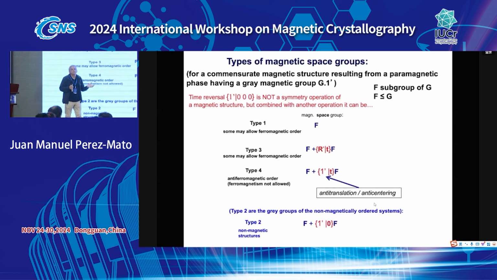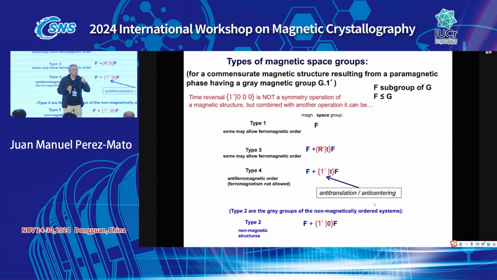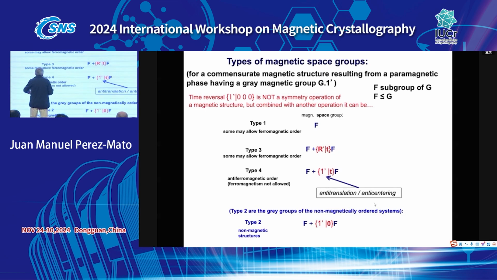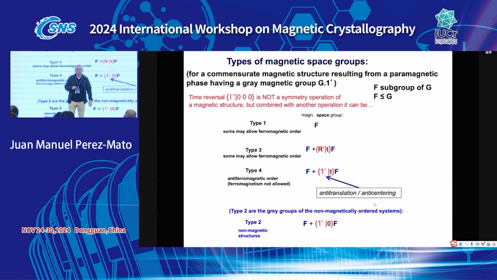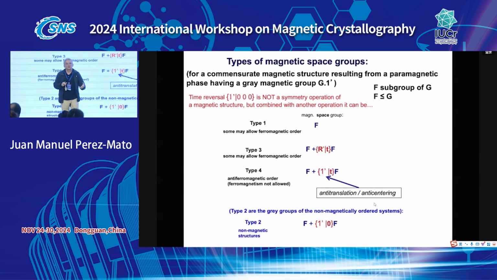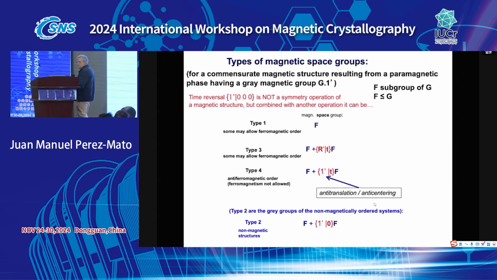What are the type 2? The type 2, we already know them because they were the ones for the paramagnetic structure. They are the ones which are of this type: a group and the same group multiplied by time reversal. That means what we call the gray groups, the ones that can only be associated with non-magnetic structures, with paramagnetic ones, or even with diamagnetic ones.